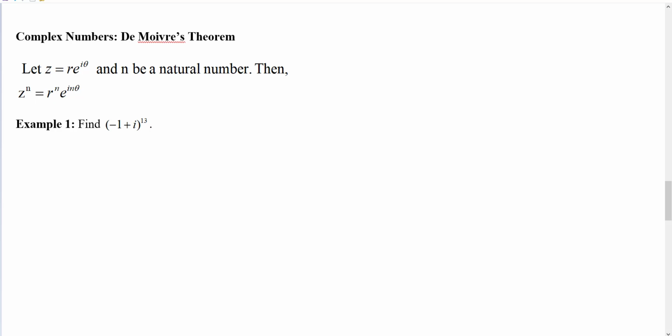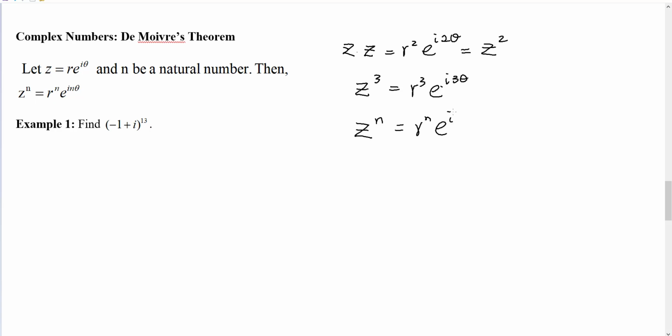If you multiply a complex number times itself, you can imagine r times r, e to the I, theta plus theta, it's 2 theta. That's just z to the square. Z to the cube will be r to the cube, where you add the same angle 3 times, and so on. So z to the n equals r to the n e to the I n theta. This formula is called De Moivre's theorem.